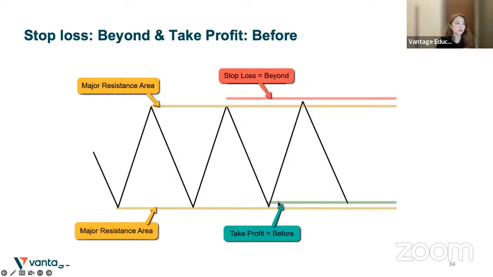We can see the green color stating take profit before. The reason why we take profit before is that there is a chance the price might not go all the way down to the major support area that we're looking at. There's a chance the market exits earlier, causing you to fail to take profit at the most critical time. So normally we'll shift it slightly above the major support area.